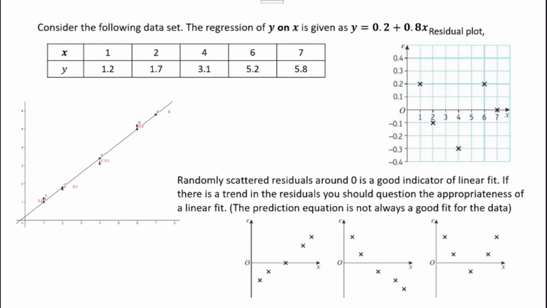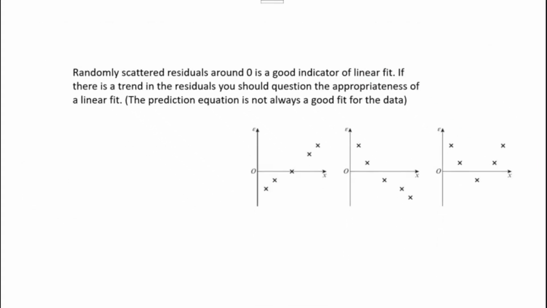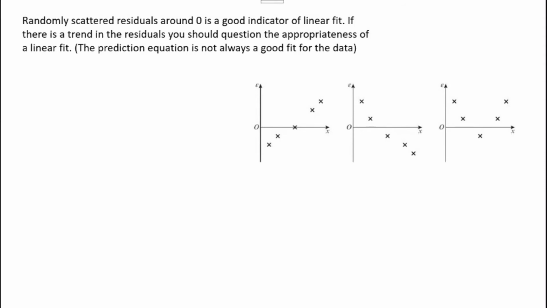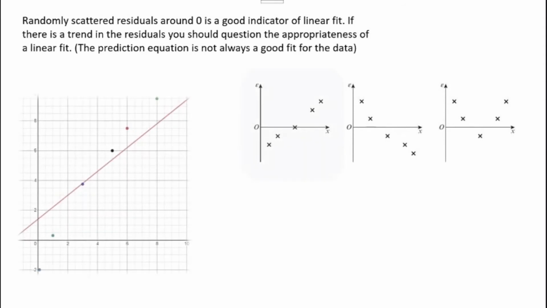Here's an example of 3 different residual plots that actually have some sort of pattern to them. One looks to have a positive gradient, one seems to have a negative gradient, and one actually seems to be a quadratic curve. All of these are indicators that our linear regression model is not appropriate.